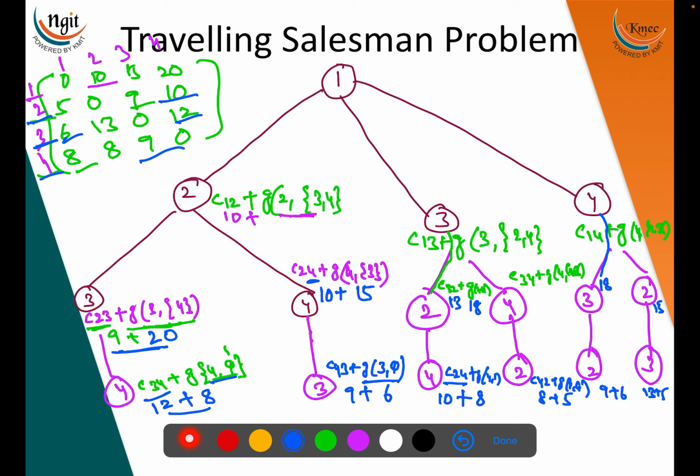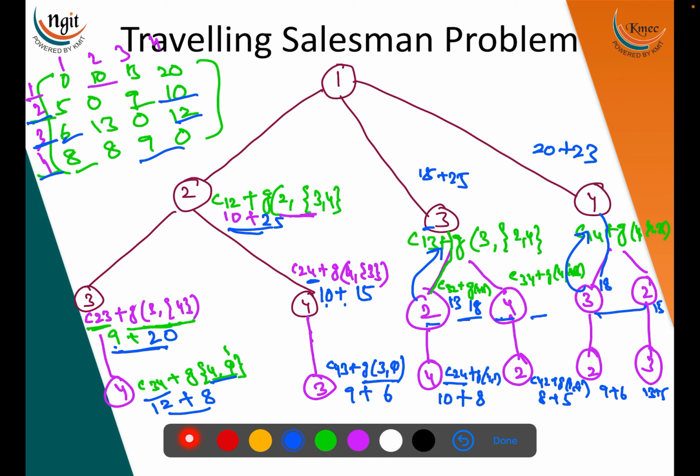Now again send it back. So here 10 plus which is minimum? 9 plus 20 is 29. 10 plus 15 is 25. Which is minimum? That cost will be taken here. 25 is minimum. The same. Again from these vertices, whichever is minimum, that comes back. Among these three, whichever is minimum, it will come back.